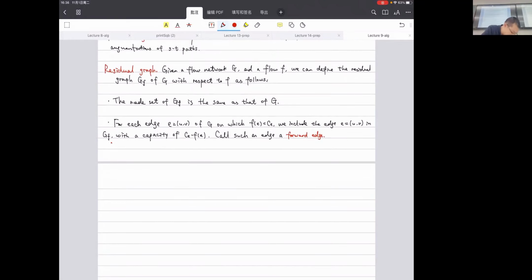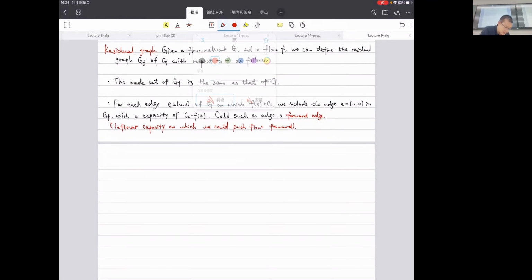Let me also make an annotation here. The intuition is that we want to consider the leftover capacity on which we could flow forward. So this is the definition of a forward edge.